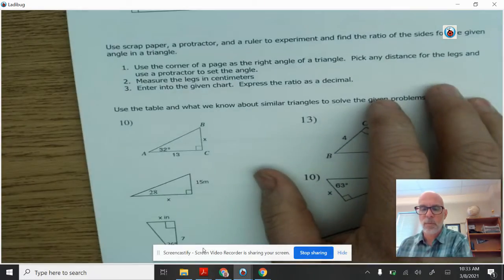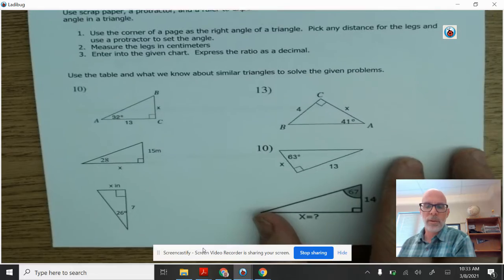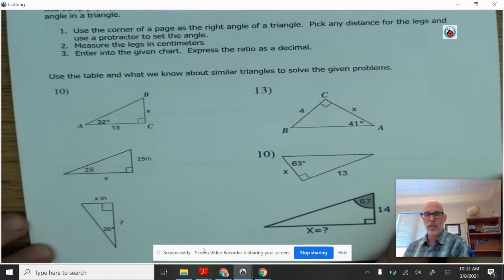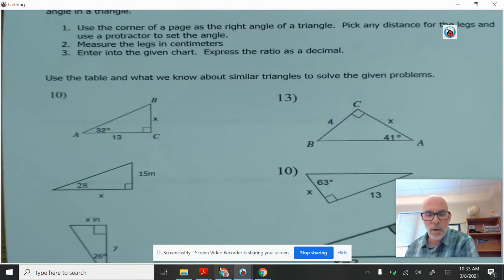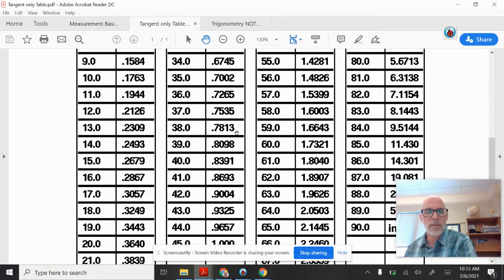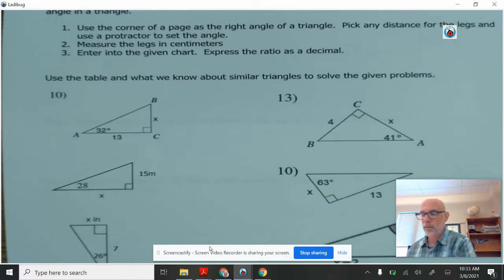All right, let's use some more trig right here. Page 1 in your packet. Since we know a lot of these ratios already, for these particular problems we ought to be able to go over here for 32 degrees. We go to our chart, we look up 32 degrees. What's the ratio supposed to be? It's supposed to be 0.6249 to 1. So I'm going to go over here and write that down.